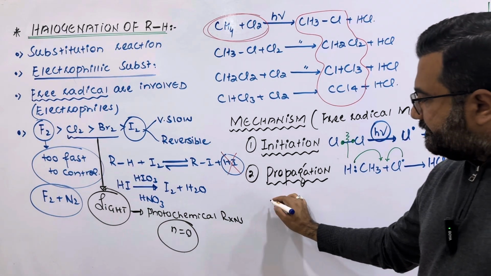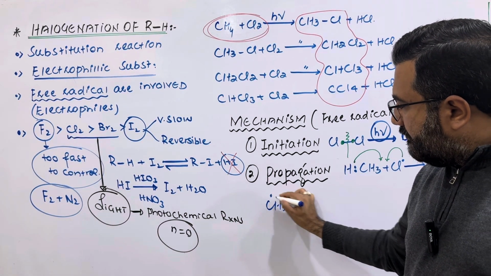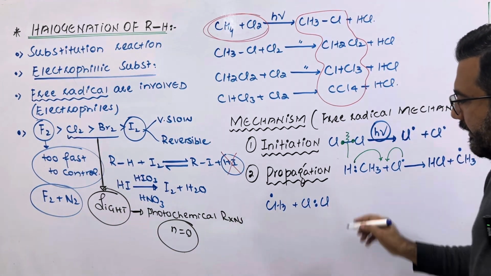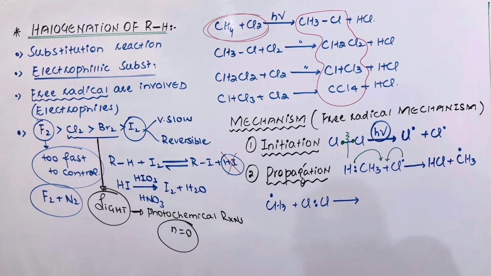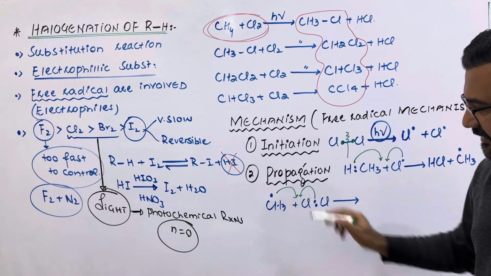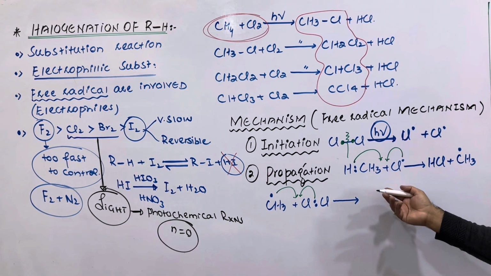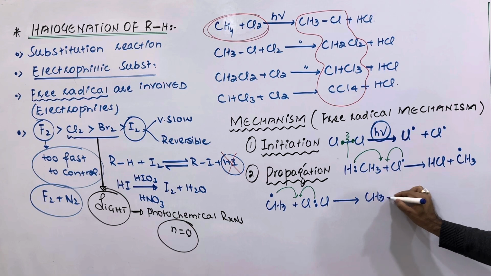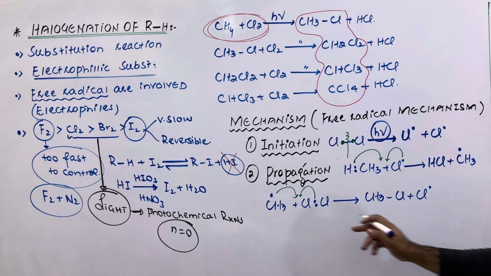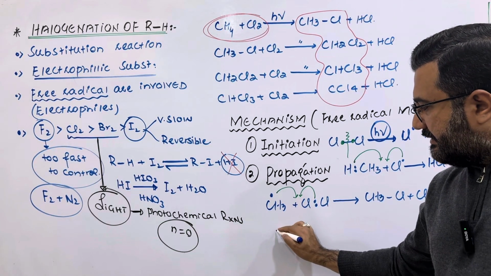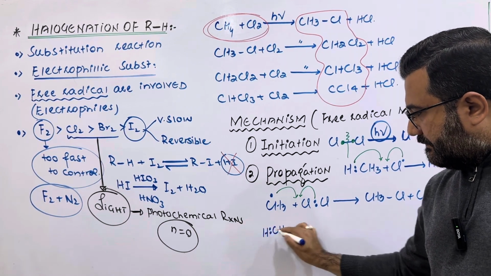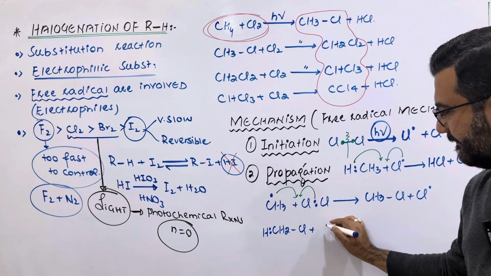Again, this methyl free radical will react with the chlorine molecule. It will share its electron with one of the chlorine atoms. You will get methyl chloride and a chlorine free radical. Again, a chlorine free radical is produced, so it will take on the reaction. This one is methyl chloride.